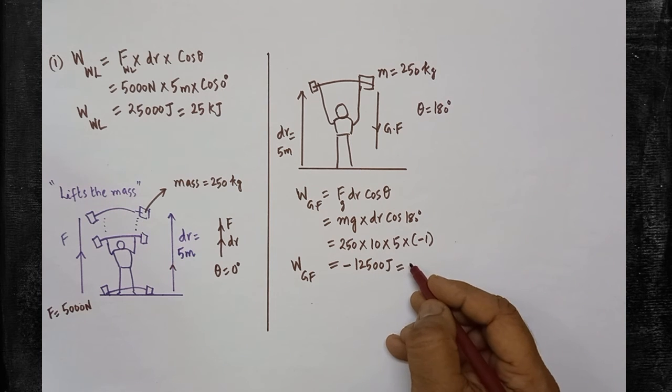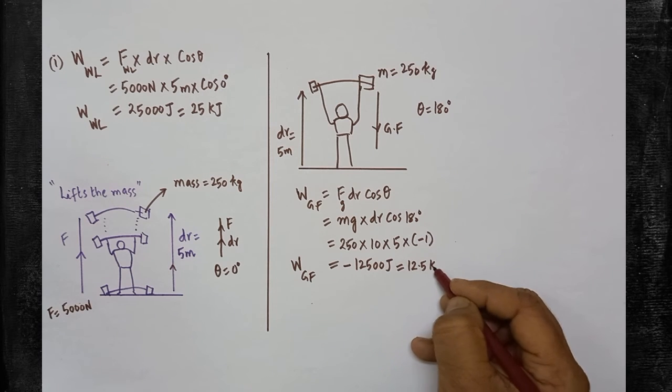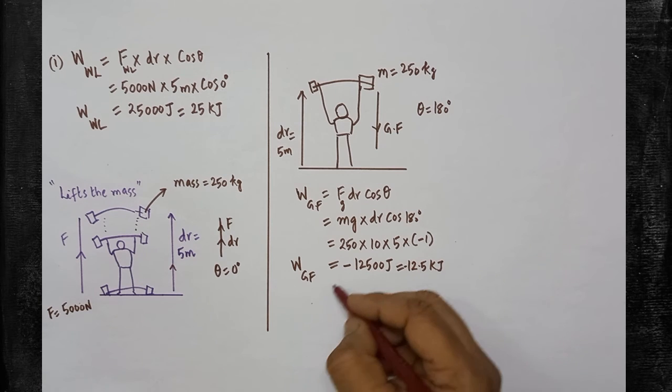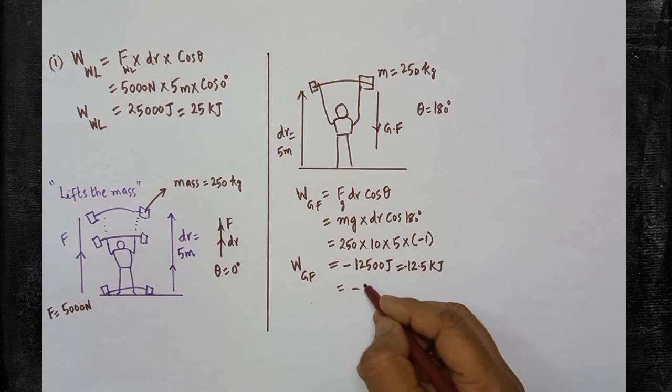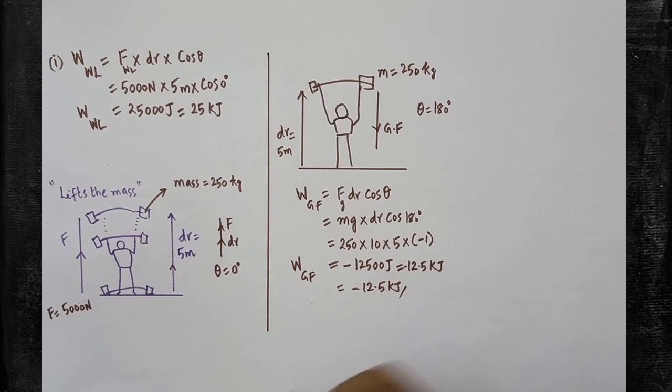This one could be written as, already I have told, 1 kilojoule. 1 kilojoule is equal to 1000 joule. 12,500 joule is nothing but 12.5 kilojoule. In that form we can write with the negative symbol. Are you clear? So work done by the gravitational force is minus 12.5 kilojoule is the final answer.